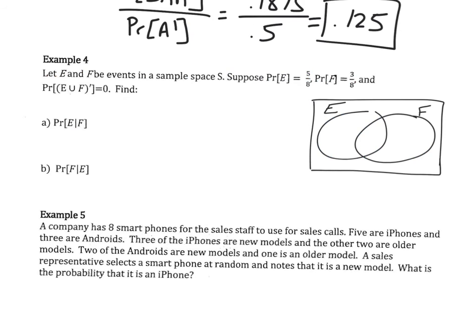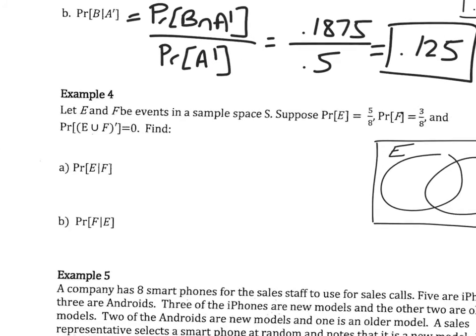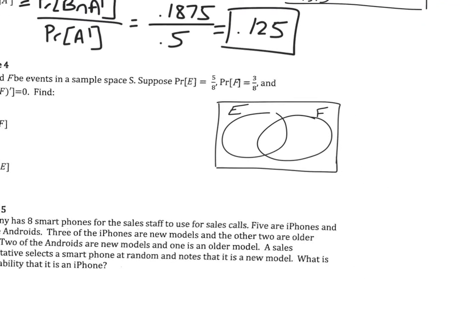And our last example, it says let E and F be events in a sample space S. Suppose E is 5/8, F is 3/8, and E or F naught is 0. Well, let's talk about this last part, E or F naught. So E or F would be everything in here. And then since it's wanting naught, or the opposite of that, we're really just looking at the margin. So if that part is 0, that means that all 100% must be inside. So the question is, what's my overlap?